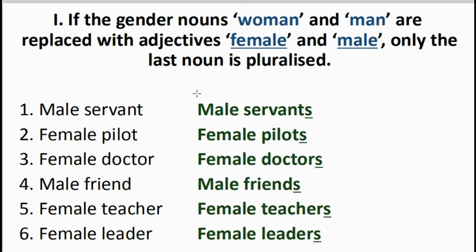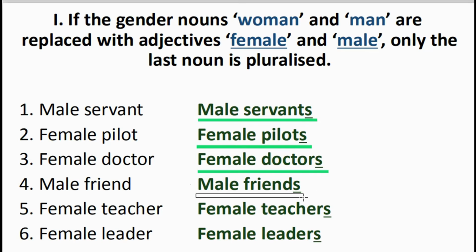is pluralized. Male servant becomes male servants. Female pilot becomes female pilots. Female doctor becomes female doctors. Male friend becomes male friends. Female teacher becomes female teachers. Female leader becomes female leaders.